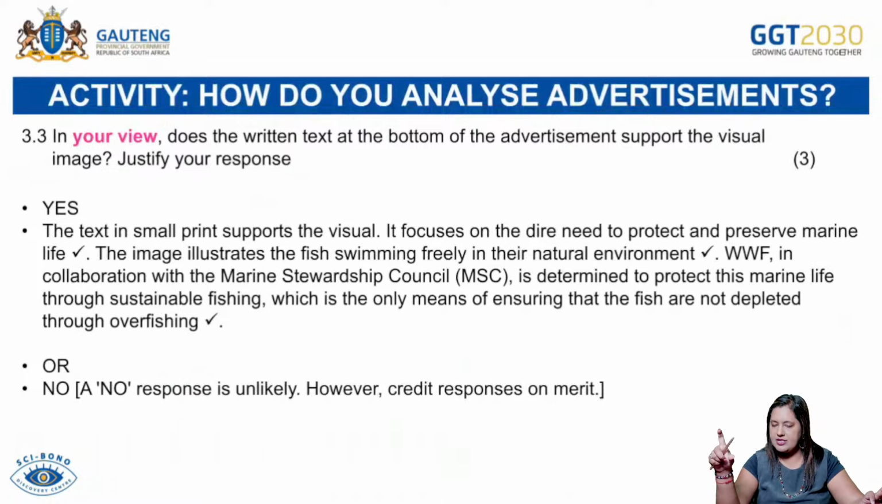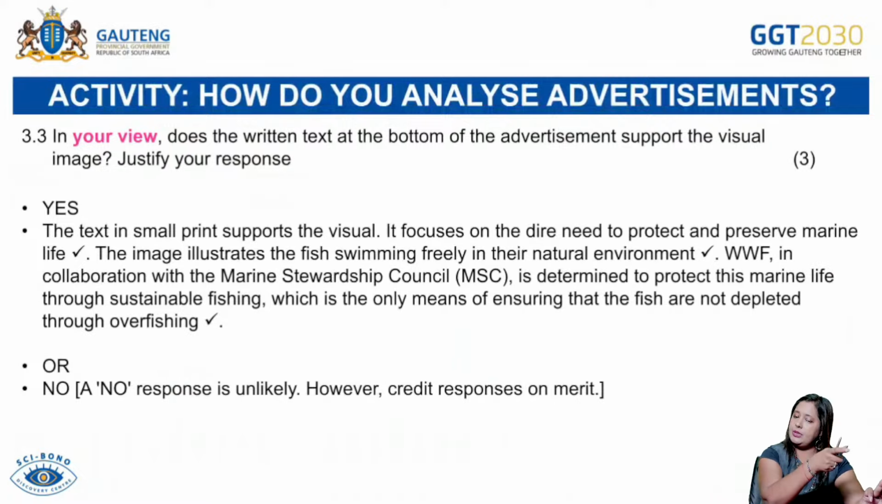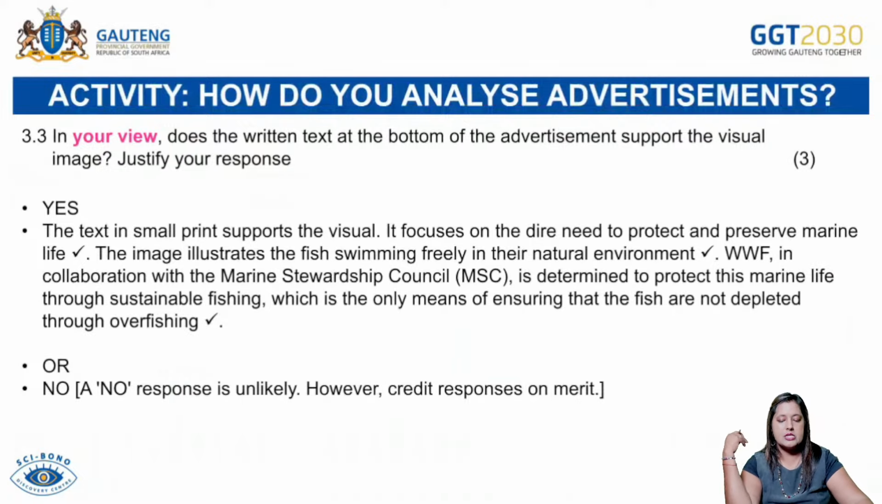We want to say, have you identified what the visual is saying, what the image is saying, what the text is saying, and now do you see the link and has it affected your viewpoint? You say yes. The text in small print supports the visual because it focuses on the dire need to protect and preserve marine life. 1 mark for that idea. So you're saying that they are related because they're showcasing that severe problems are occurring because of not protecting the marine life. Secondly, the image illustrates the fish swimming freely in their environment. So here's the reference to the natural environment, the visual as we saw it.